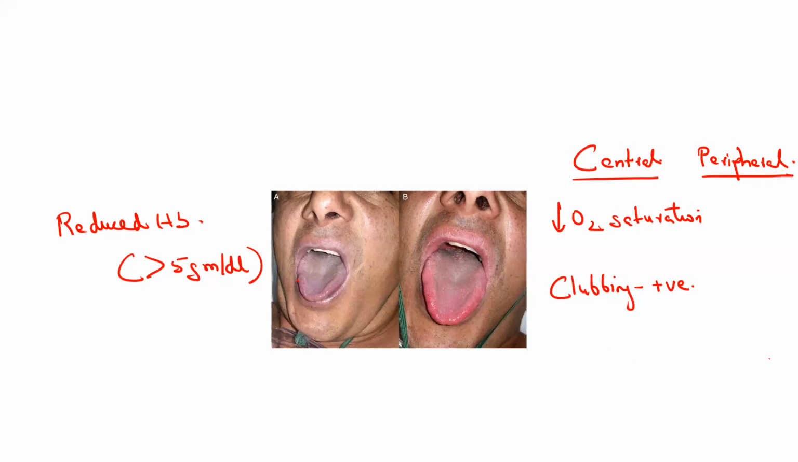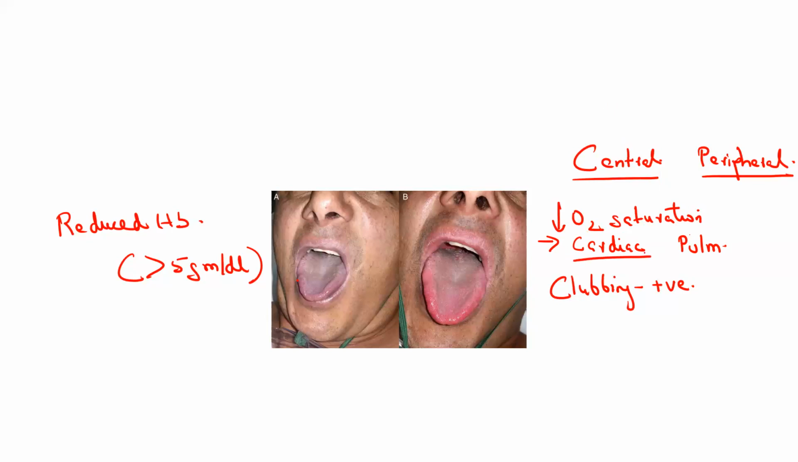So these are some basic differences between central and peripheral cyanosis. I repeat once again: central cyanosis is mainly because of decreased oxygen saturation, or because of abnormal hemoglobin. There can be many causes of decreased oxygen saturation, like cardiac causes and pulmonary causes.